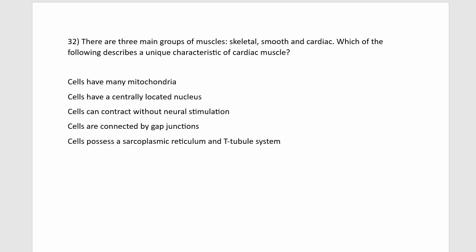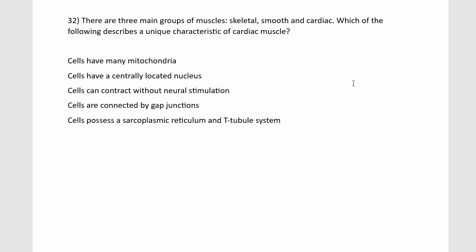Okay, so question 32. There are three main groups of muscles: skeletal, smooth, and cardiac. Which of the following describes a unique characteristic of cardiac muscle? Is it that cells have many mitochondria, cells have a centrally located nucleus, cells can contract without neural stimulation, cells are connected by gap junctions, or cells possess a cytoplasmic reticulum and T-tubule system?